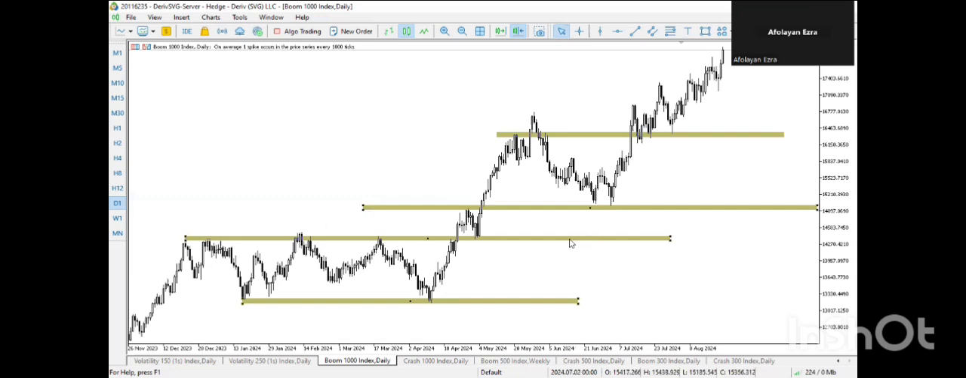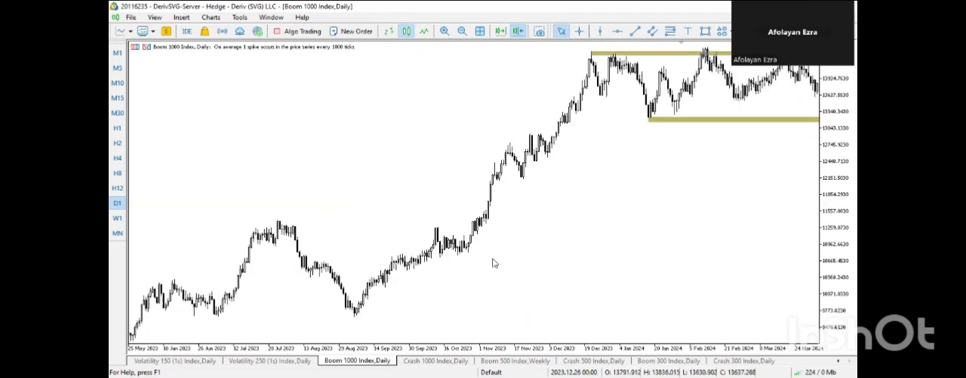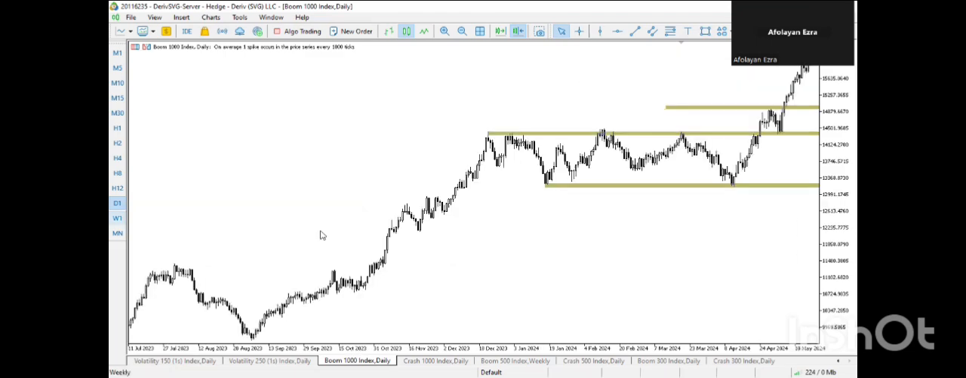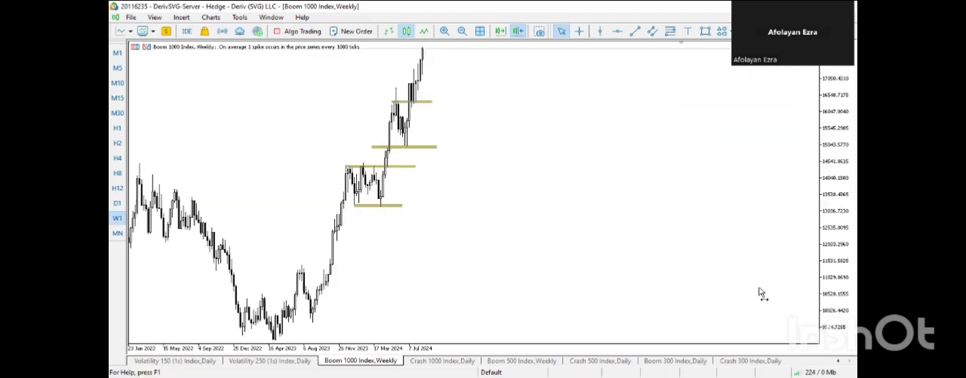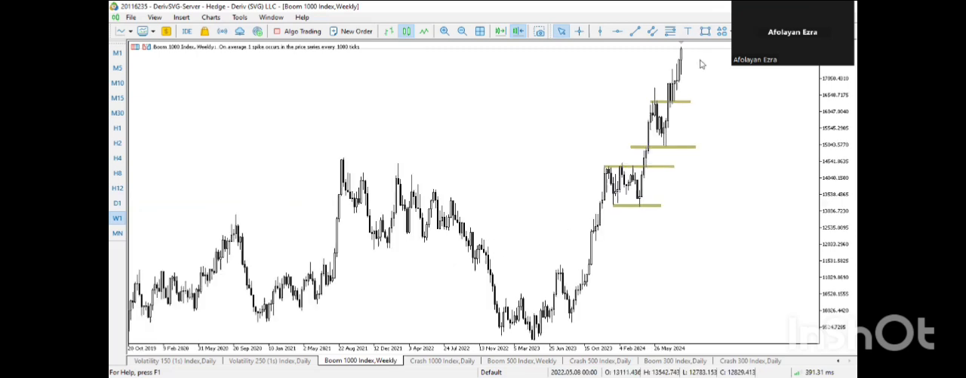Let me go to weekly so that you can see how this looks. Although this works on daily, as you can already see, let's go to weekly. Weekly gives me more confidence and helps me take trades on a long-term basis. So now what do I have on weekly? I have this.